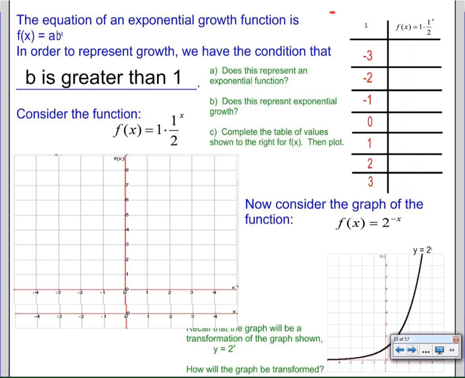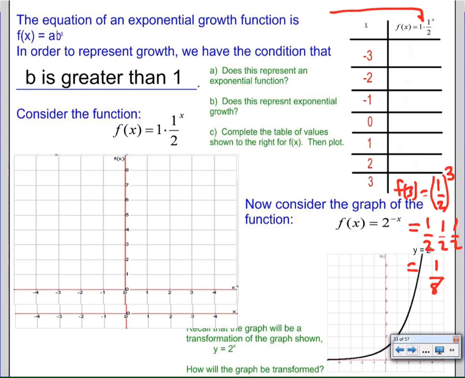But here's what I can figure out. I can actually make a table of values using what I learned about exponents. I'm going to start with f of 3 down here. f of 3 is going to be 1/2 to the 3rd power, which is 1/2 times 1/2 times 1/2, which is going to be 1/8.